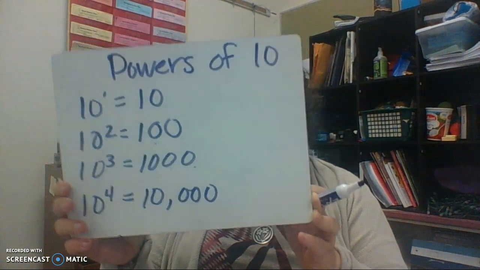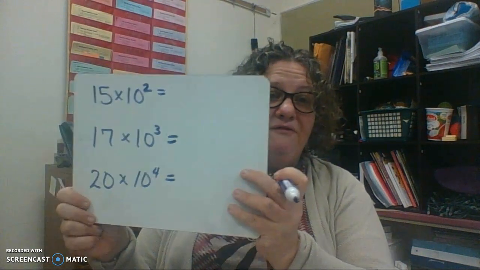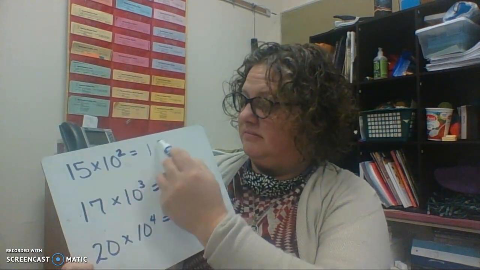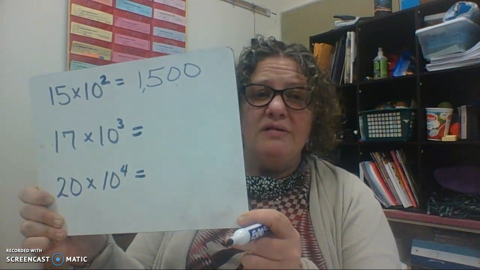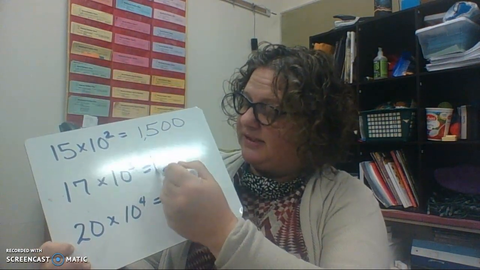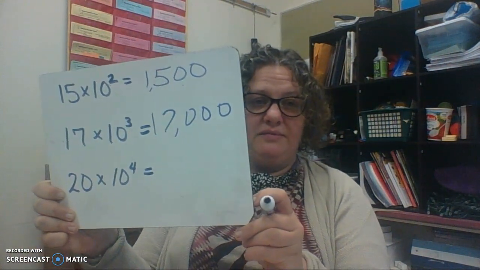Okay? Next, we're going to take these powers and multiply them times different numbers. So here we have 15 times 10 squared. What we get is 1,500, because we have 2 zeros that we add on to it. We have 17 times 10 to the third power, or 10 cubed. So we have 17,000. We just add the 3 zeros to it.